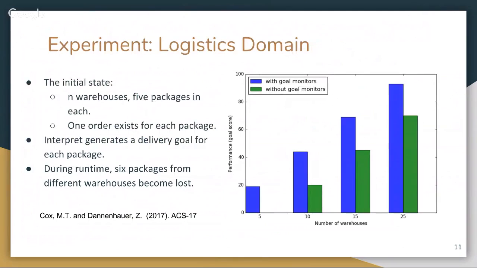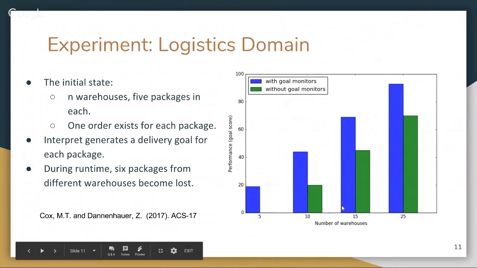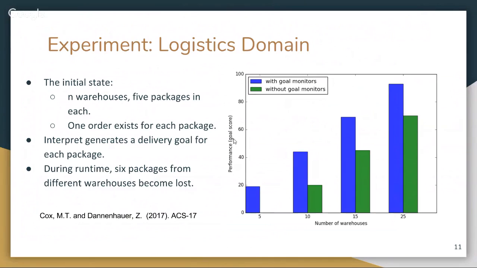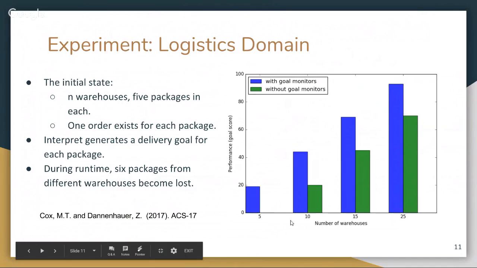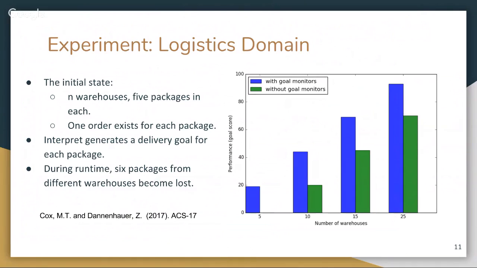We ran an experiment in the logistics domain. The initial state is that we have n warehouses and 5 packages in each, and 1 order exists for each package. The x is the number of warehouses, and y is the performance, how many goals are achieved by MIDCA. As we can see, MIDCA with goal monitors has a better performance than MIDCA with no goal monitors.